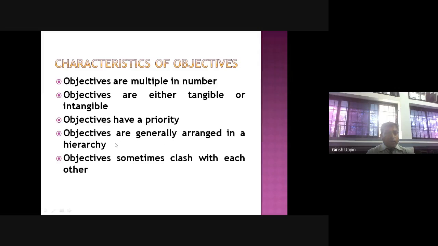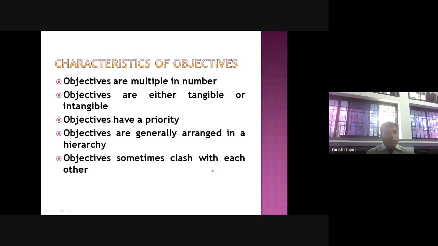Objectives are generally arranged in a hierarchy. So when you are trying to achieve the goals, there is a logical sequence, a hierarchy, in how you want to achieve that particular target. Suppose there is a target for an organization to increase its market share. That is the whole idea of what they want to do. When they break it down, they will break it down in such a way that the high priority things that should be done will go first, and there will be a hierarchy in which that particular task is met.